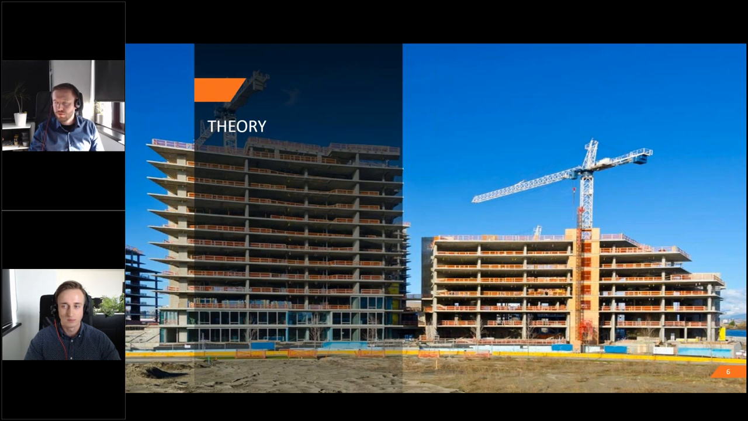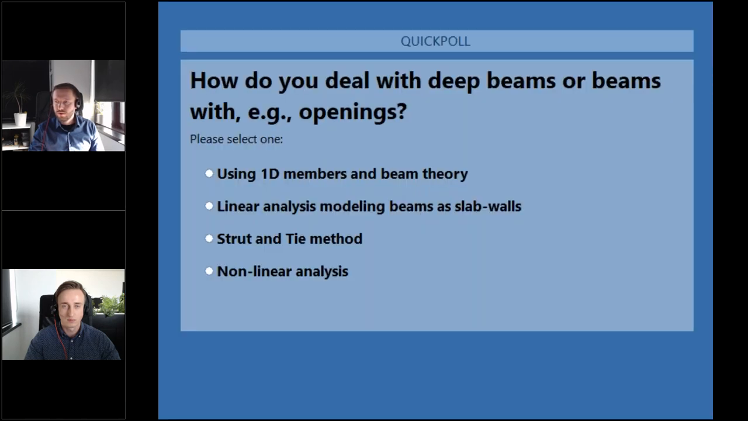We could start with the first one, because we are interested in how you deal with deep beams or beams, for example, with openings. The first option, you are using 1D member models and the beam theory. The second one is linear analysis, modeling beams and subparts. The third option, strut and tie method, or the fourth one is a non-linear analysis. We are getting answers. It's quite nicely divided. I will let it open for a few more seconds. Interesting results. A few more coming and we can close it.